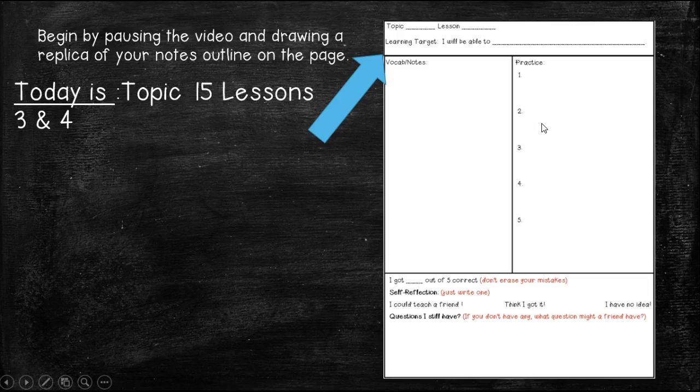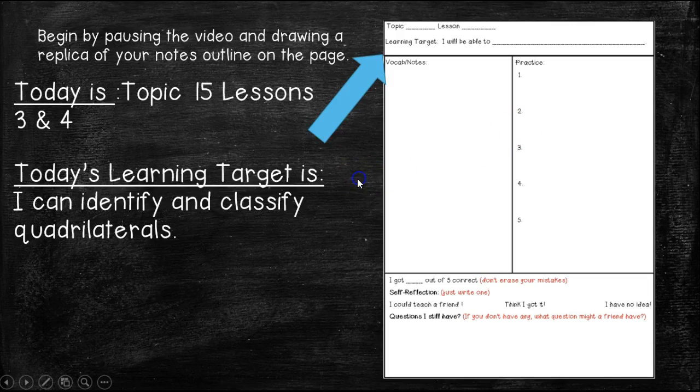Today we're talking about topic 15 and we're combining lessons 3 and 4 because they have the same learning target. We just take it a little bit further in lesson 4. Today's learning target is I can identify and classify quadrilaterals.